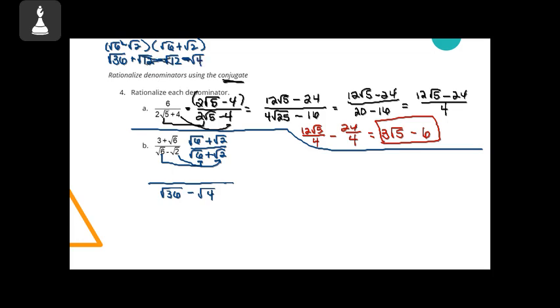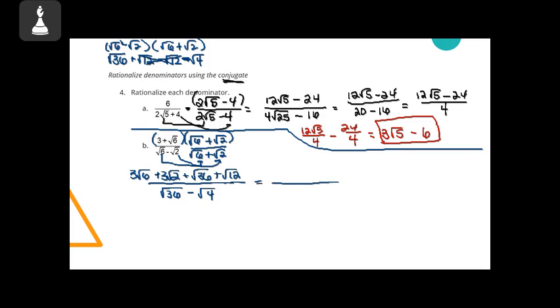Now on top here, I'm going to have to FOIL this out. So 3 times root 6 is 3 root 6. 3 times root 2 is 3 root 2. Root 6 times root 6 is root 36. Root 6 times root 2 is root 12. So let's keep going here. I'm going to simplify the bottom. That's a little easier. The square root of 36 is 6. The square root of 4 is 2.